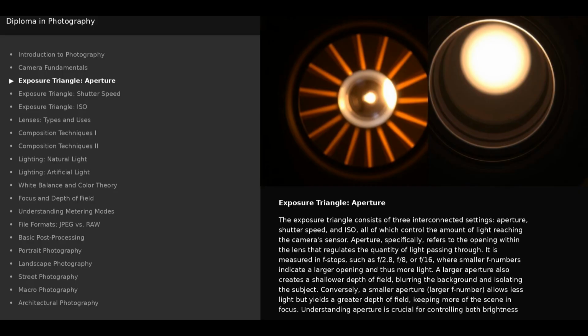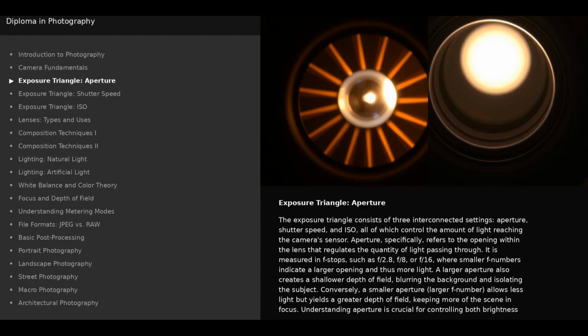Exposure triangle. Aperture. The exposure triangle consists of three interconnected settings: aperture, shutter speed, and ISO, all of which control the amount of light reaching the camera's sensor. Aperture, specifically, refers to the opening within the lens that regulates the quantity of light passing through.